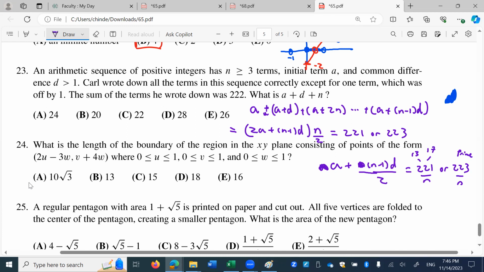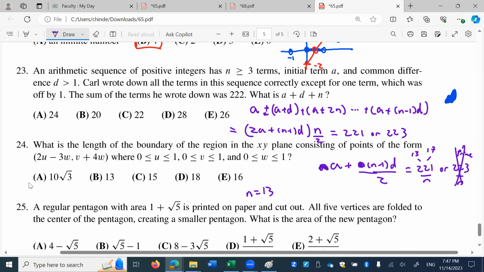If the sum was actually 223, then I'd have to have 223 numbers, but each number is bigger than 1, and well, I mean, the first number might equal 1, but every other number is bigger than 3, so this is not possible. So N is either 13 or 17, and now let's think about the possibilities.